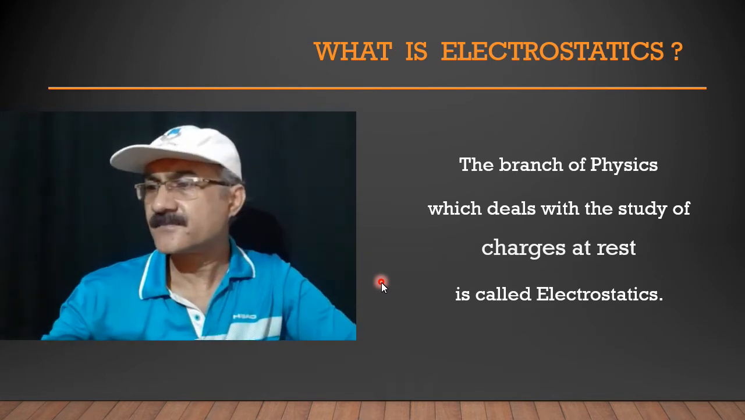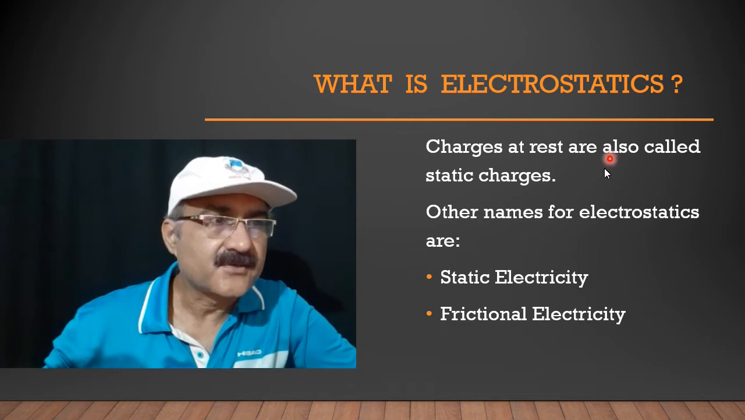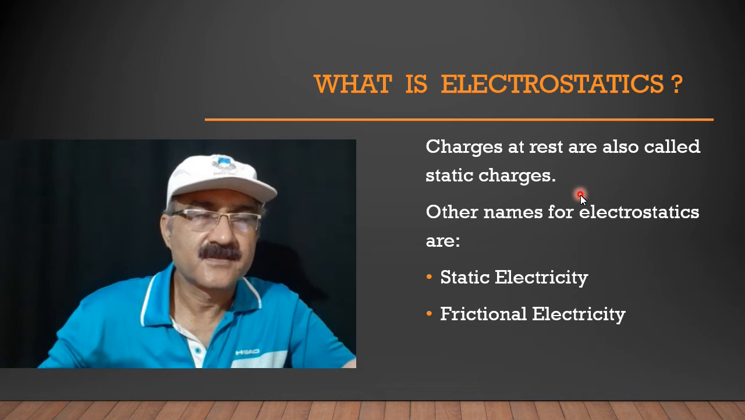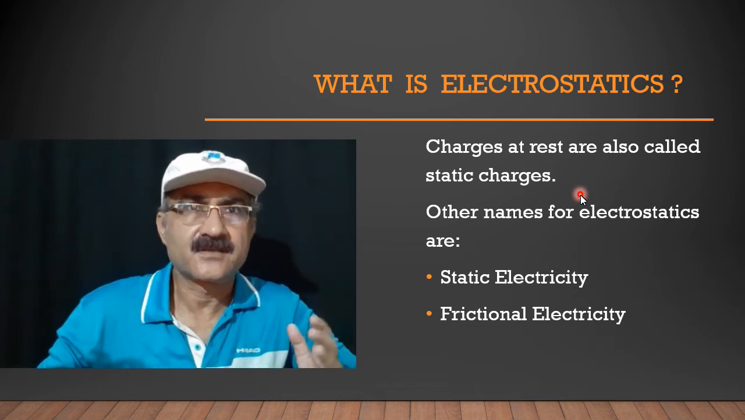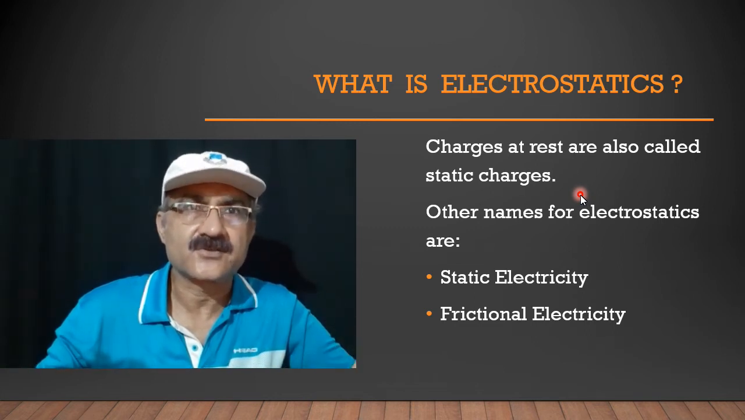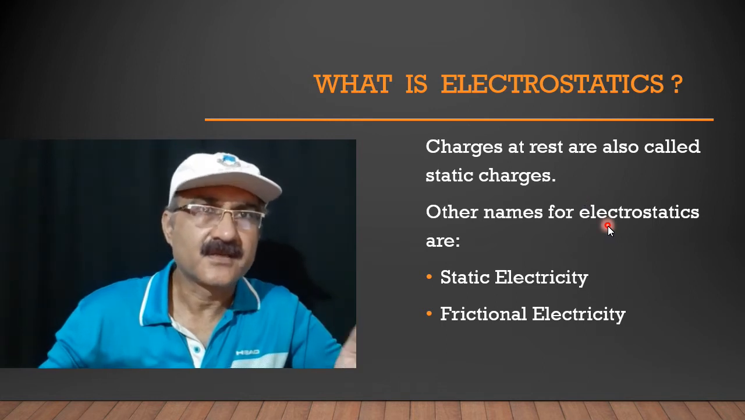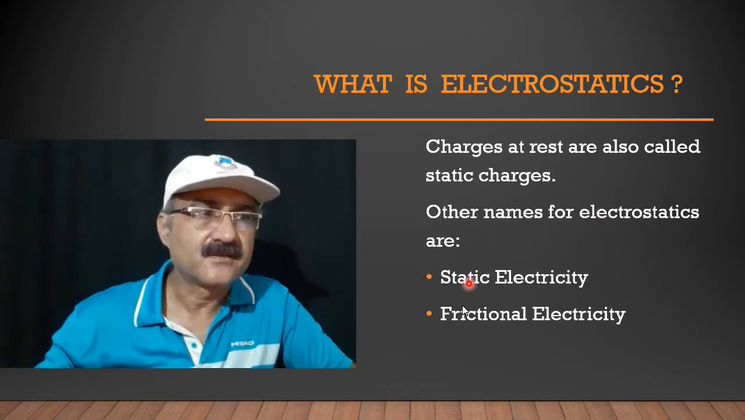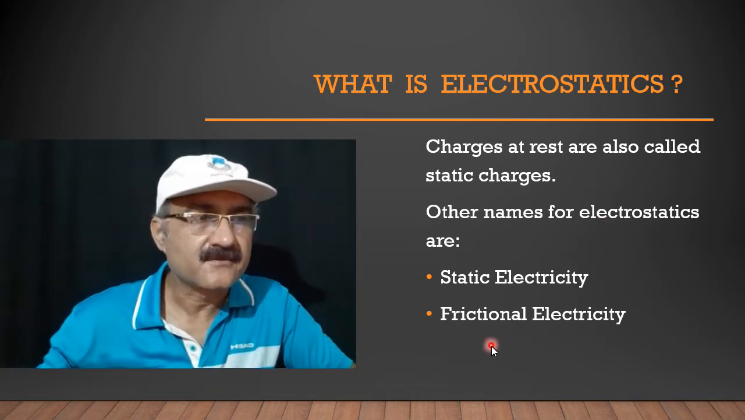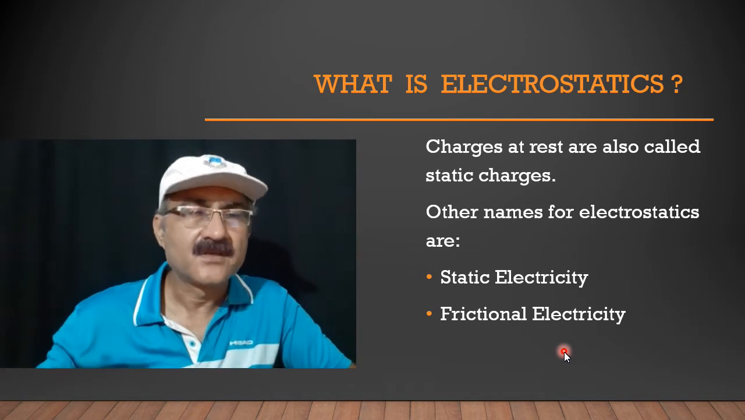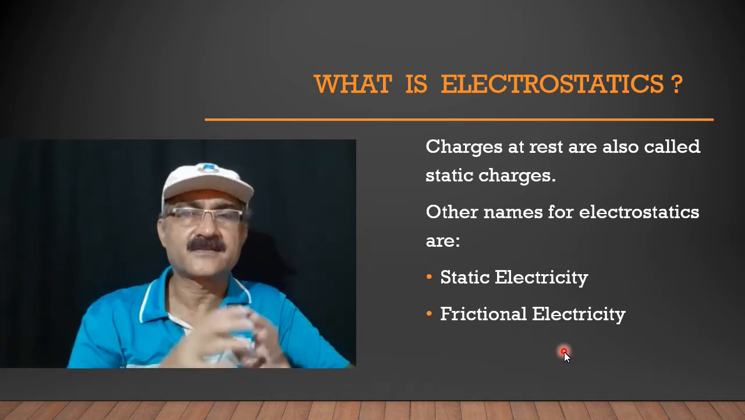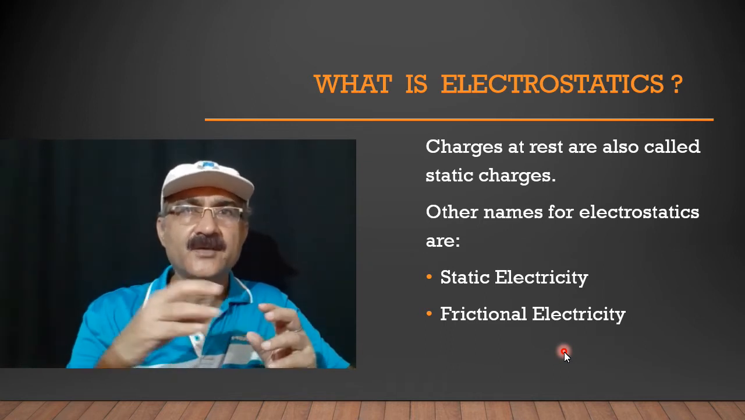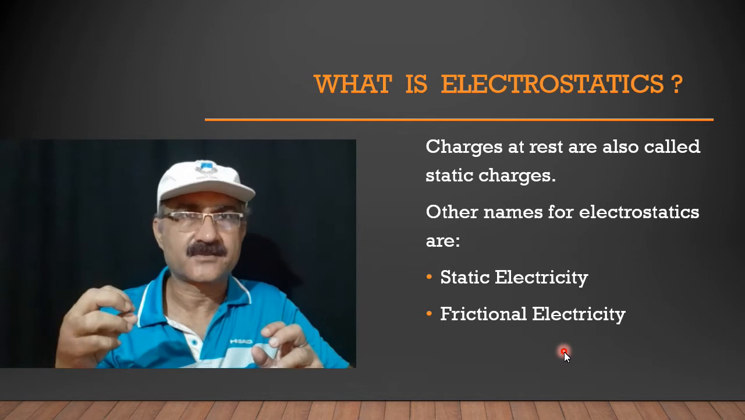Okay. Now, the charges at rest are also called static charges. It's obvious, charges at rest, they are not moving, so they are static charges. That's why electrostatics is also called static electricity. Another name for electrostatics is frictional electricity. Now this name comes from the fact that static charges can be generated by rubbing one object with another object.